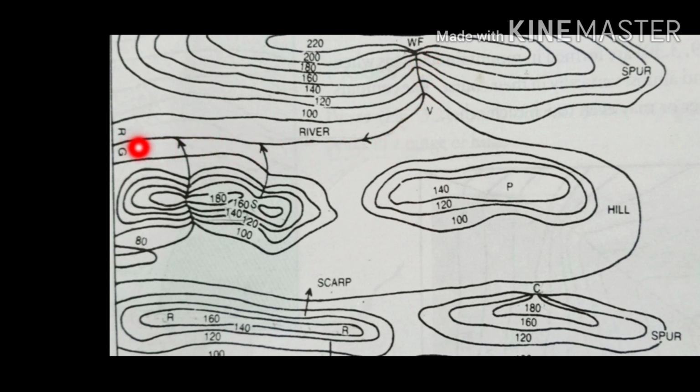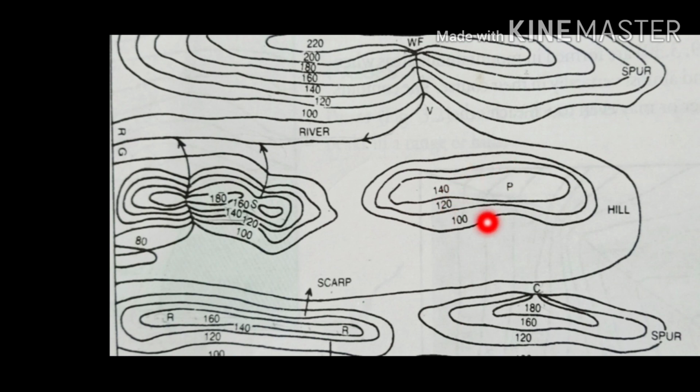R and G, they stand for river gap. We have learnt about gap, that when the area between two mountain peaks reduces in height so much that they almost reach near the valley floor, they are known as a river gap. And the name is river gap because the gap is often occupied by a river. So can you see the river? The river has occupied this gap.